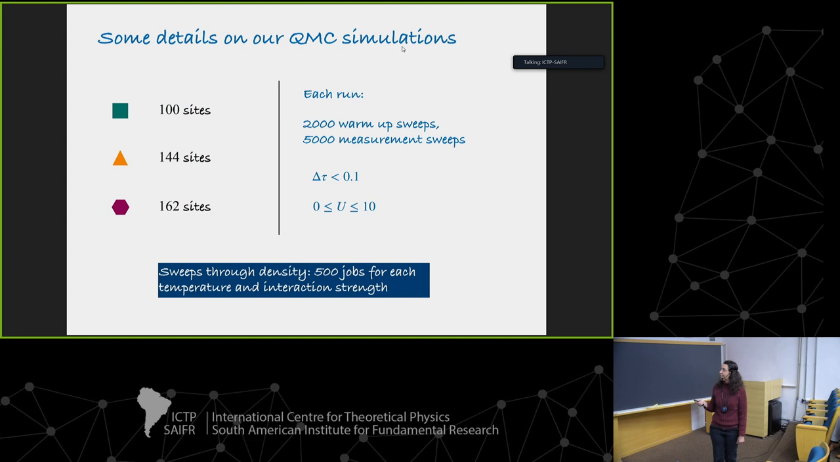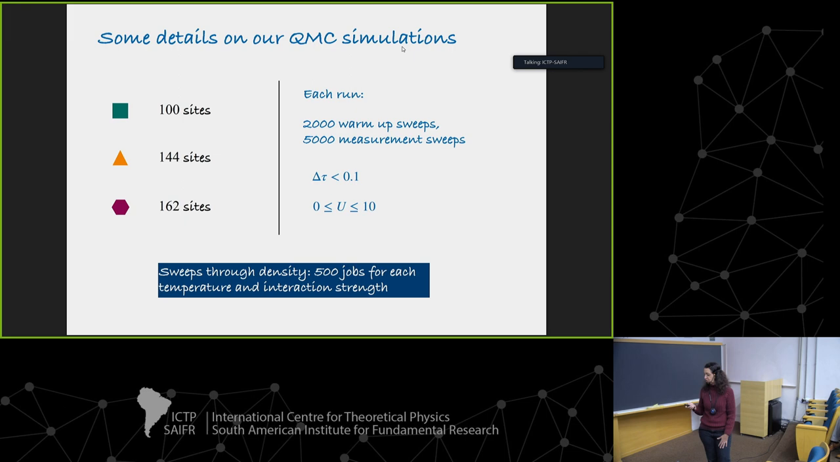And I just wanted to point out that as we are going to do sweeps through densities, we did about 500 jobs for each temperature and interaction strength. And as you're going to see, I use some derivatives with respect to temperature, and to get a derivative, I need 3 points. So 1,500 jobs. So I just wanted to point out that it is a tour de force to do that.